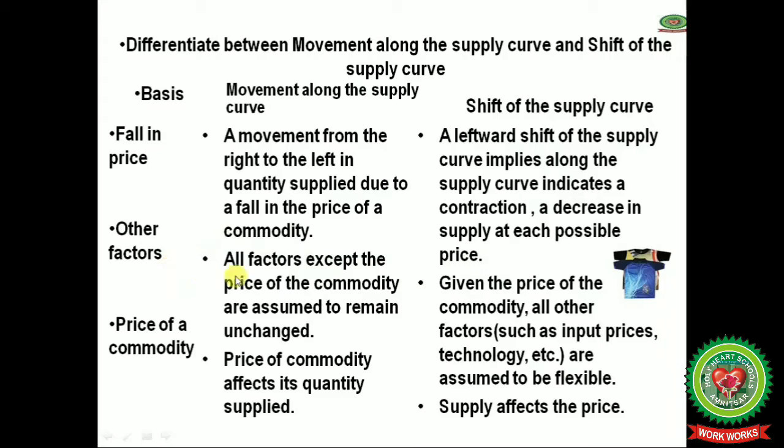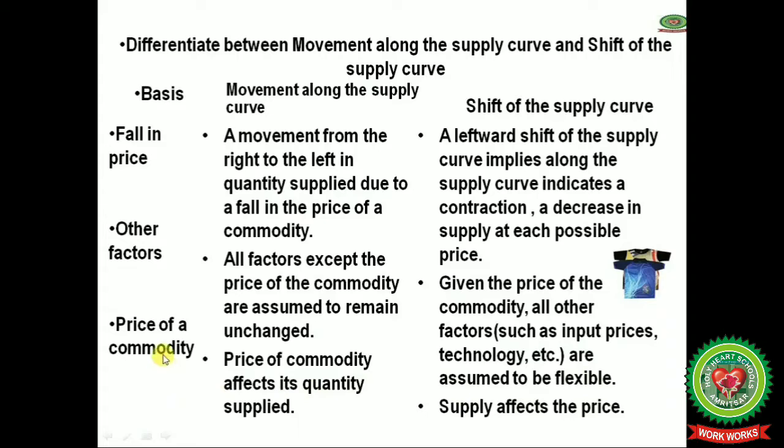Next one is other factors. All factors except the price of the commodity are assumed to remain unchanged. But under the shift of the supply curve, given the price of a commodity, all factors such as input prices, technology, government policy, etc. are assumed to be flexible, means they can change.